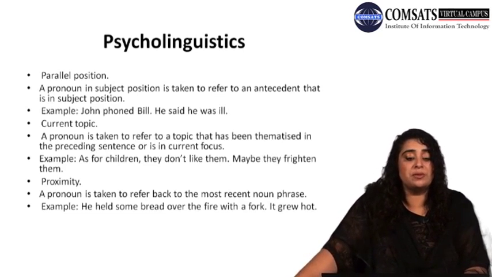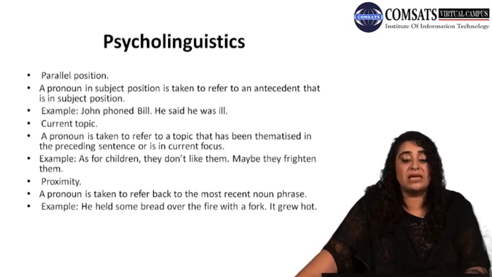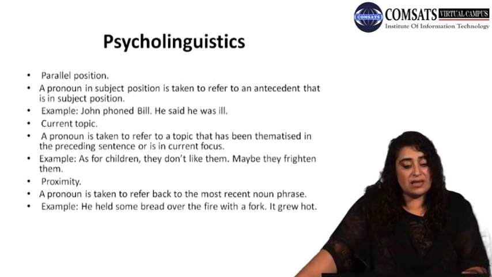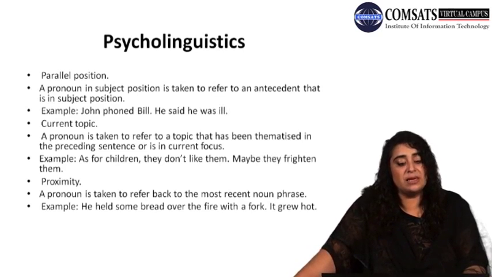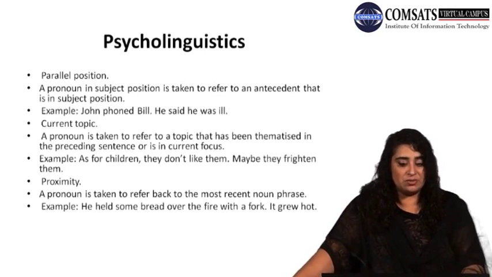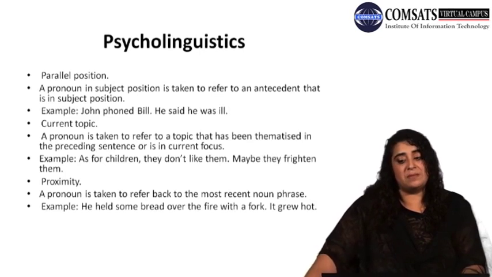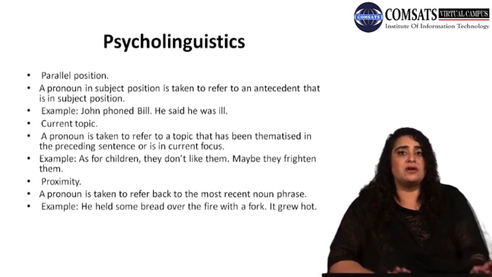Now, another point would be current topic. A pronoun is taken to refer to a topic that has been thematicized in the preceding sentence or is in current focus. So, for example, as for children, they don't like them, maybe they frighten them. They're talking about children as the subject: they don't like them. Maybe they frighten them. So when we said maybe they frighten them, obviously we are referring to the same subject, children.